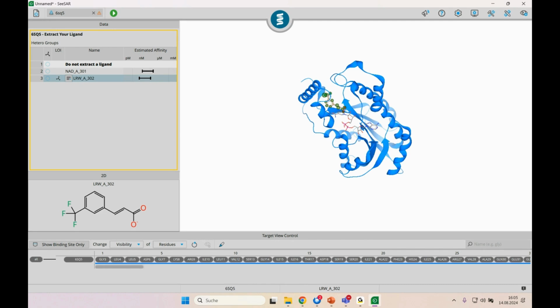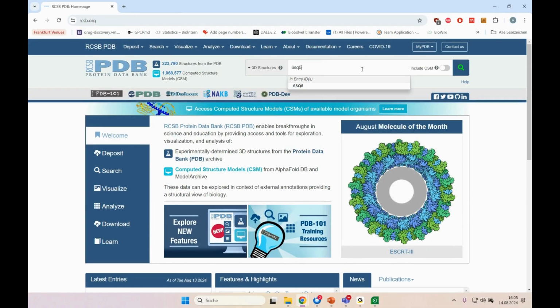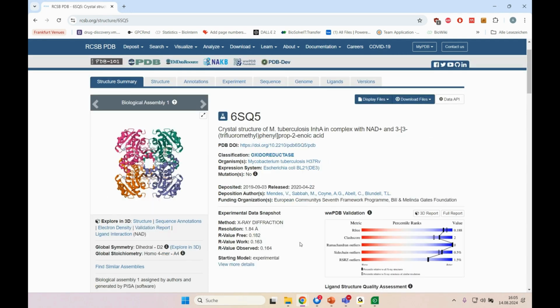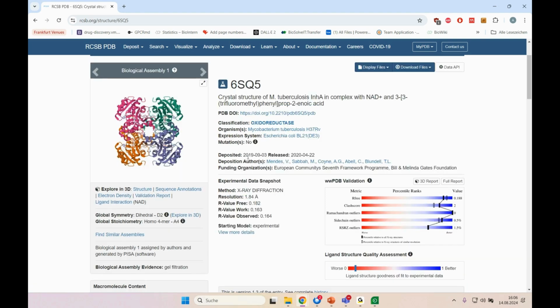So let me quickly ramp up the RCSB, copy the PDB ID, and let's take a look at the structure. If you don't like the resolution, we are not going to change the PDB. Fair enough. So the resolution is 1.84 angstrom, reasonable, so very good. The validation values also seem to be pretty fine. Fairly recent structure, so 2019.